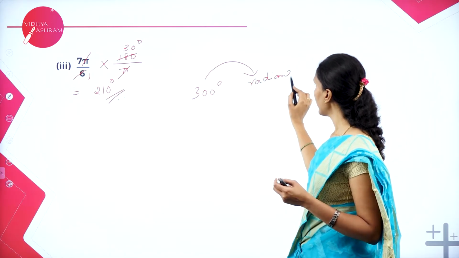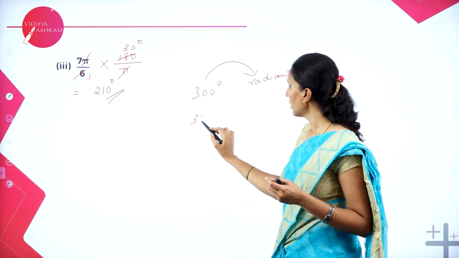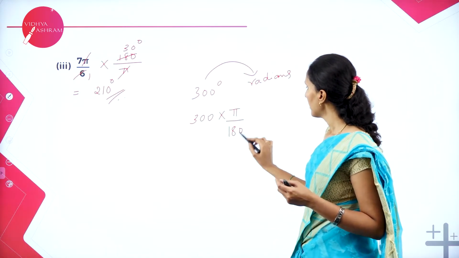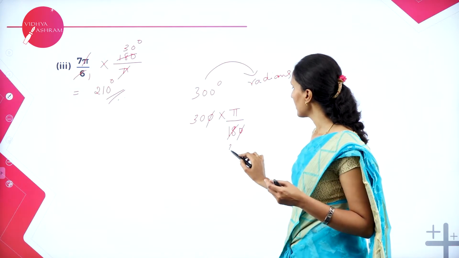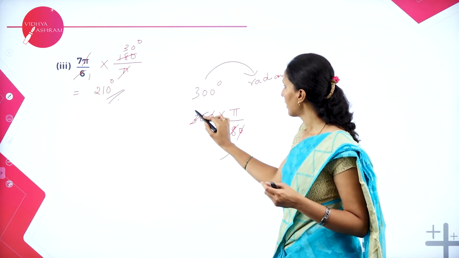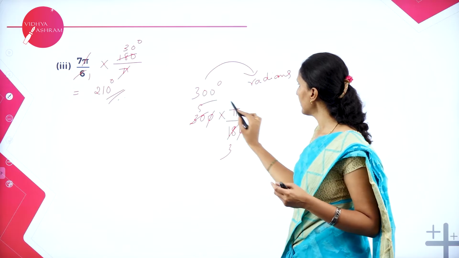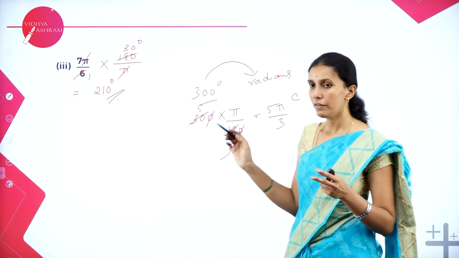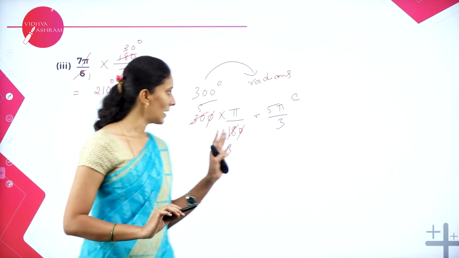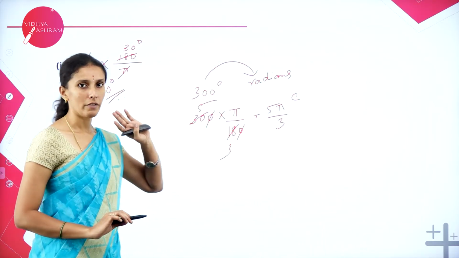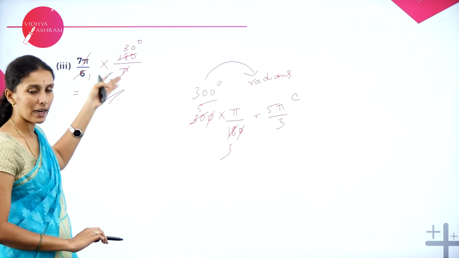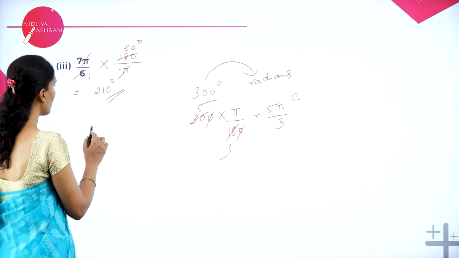When I am converting degree to radian, what am I supposed to do? 300 into pi by 180. Simply, 6 threes are 18, 6 fives are 30. So your answer is 5 pi by 3 radians. Whenever the value is given, you just multiply with pi by 180 and you can convert. And when you have radians in terms of pi, it is easy to calculate again. Pi gets cancelled.